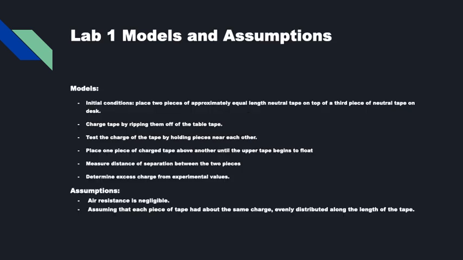So here are some of the Lab 1 models and assumptions. I'll let you read through some of them. For the assumptions, we assumed that air resistance was negligible and that each piece of tape had about the same charge evenly distributed along the length of the tape.